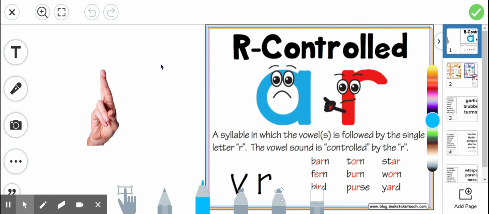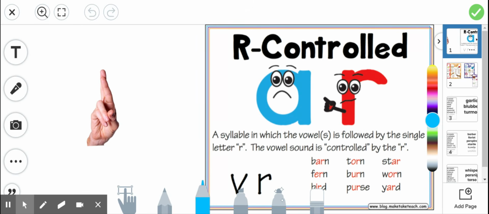This is word work lesson number 12, our final word work lesson of the summer reading program. This week, we have been reviewing the R-controlled syllable. Remember, your teacher might have used this hand signal to represent the R-controlled syllable.